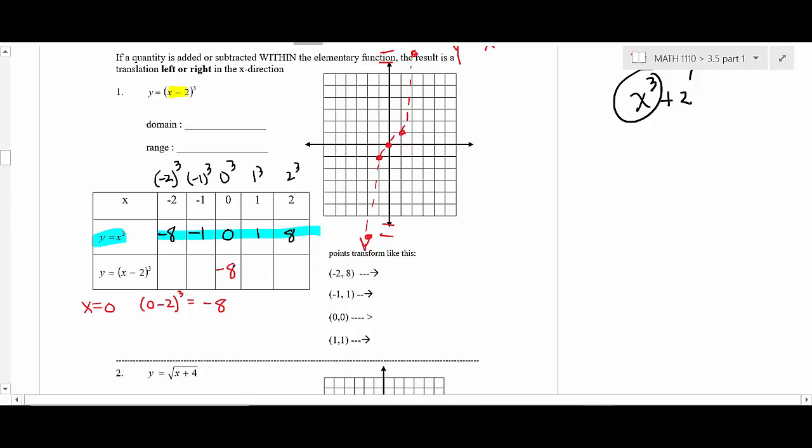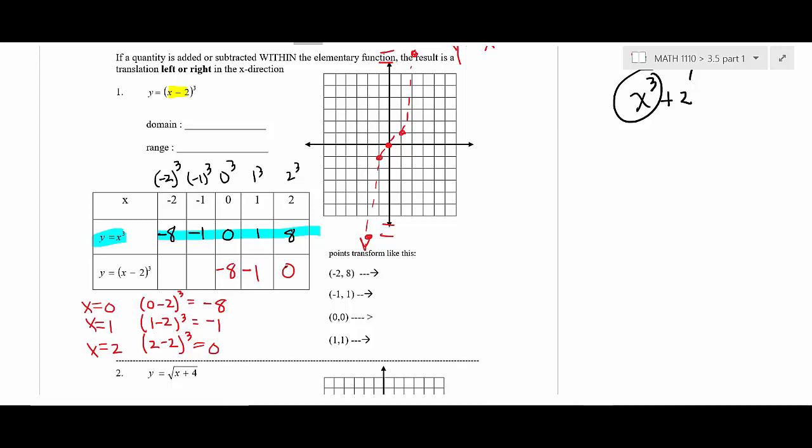Now I'm going to move on to x equals 1. If I plug it in, I'd have 1 minus 2 to the third. That's negative 1 to the third, so that's negative 1. Then if I go on to x equals 2, I've got 2 minus 2 to the third, which is equal to 0. Now look at my table of values so you can see what happens. Can you see how these things are just shifting? That negative 8, what did it do? It shifted over 2. That negative 1, it shifted over 2. So that's what would happen.